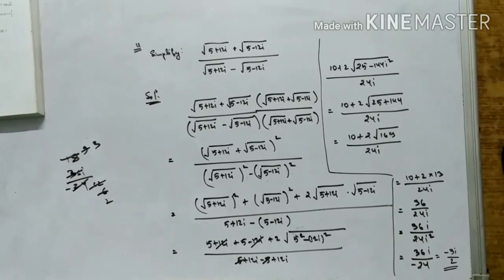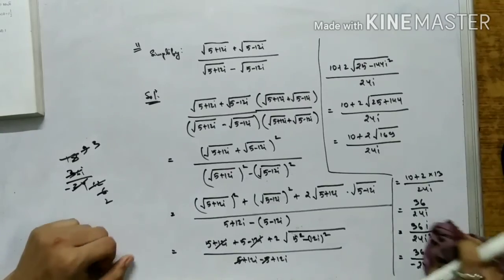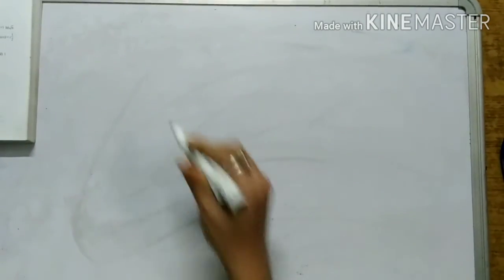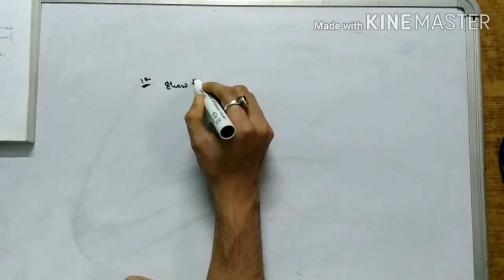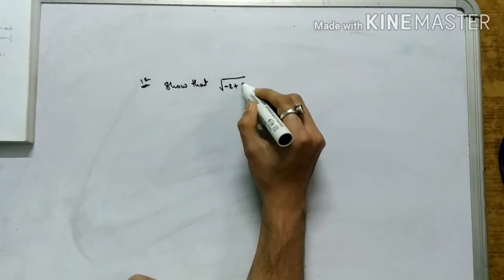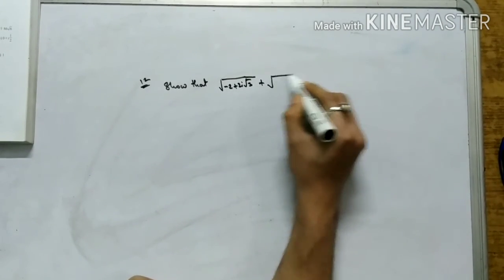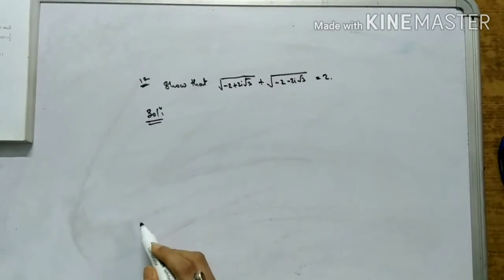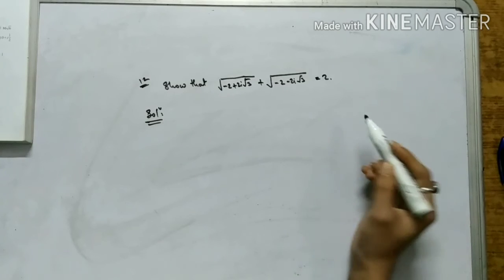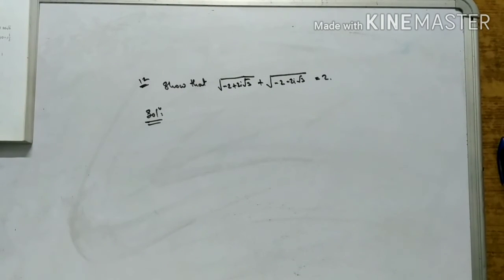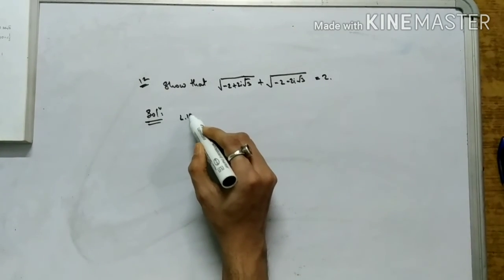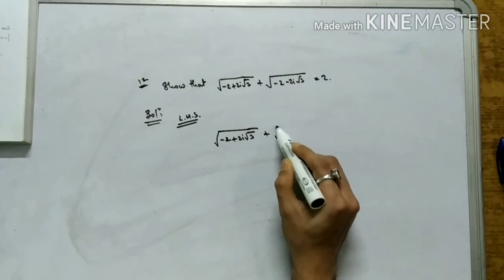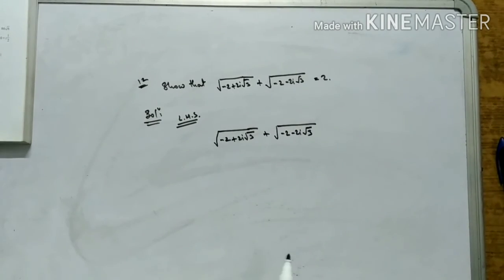So next, the last one, question number 12. The last one, you see, question number 12 here. √(−2 + 2i√3) + √(−2 − 2i√3) is equals to 2. So solution. This is what I have to solve. Okay, so in here, first of all, I will take the left hand side, √(−2 + 2i√3) + √(−2 − 2i√3).